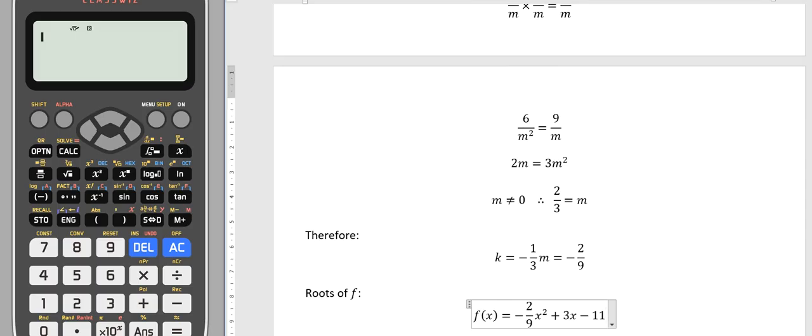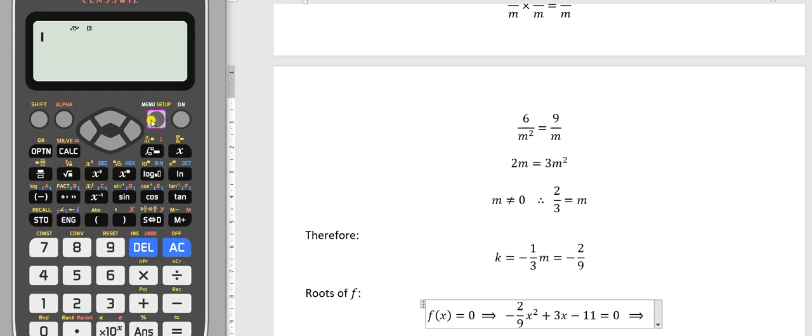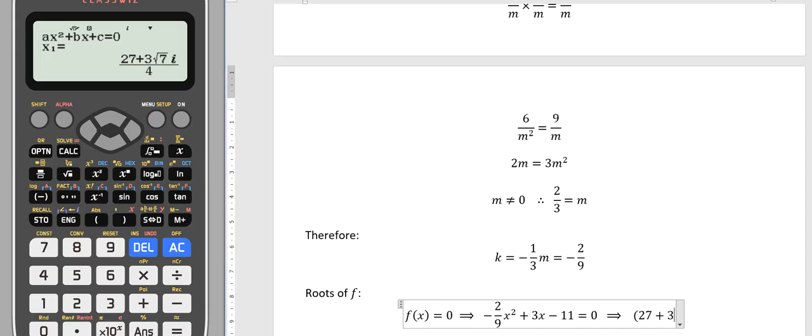So if we want to solve this, f of x equals 0, it's equivalent to solving this little quadratic, which we don't need to do by hand. Just because we've done a lot of the other stuff directly and in a sophisticated mathematical way, doesn't mean we're not entitled to use the calculator for this bit. Minus 2 over 9, 3, minus 11. The mark scheme explicitly says that it's fine to use the calculator for this. And in general, that is the case.